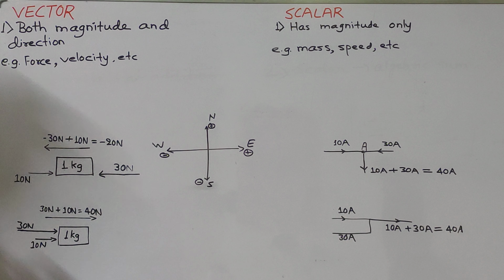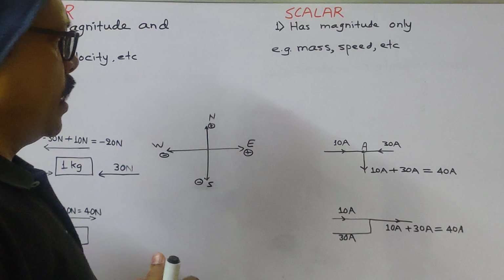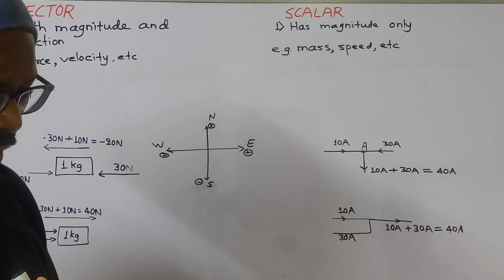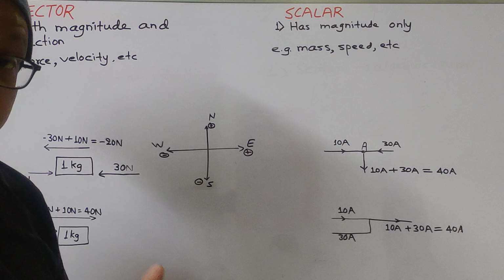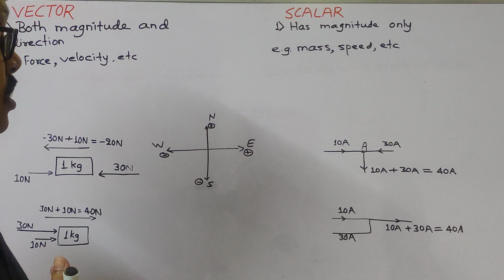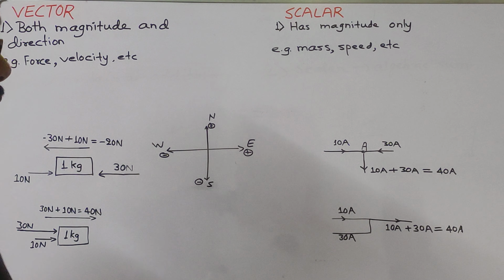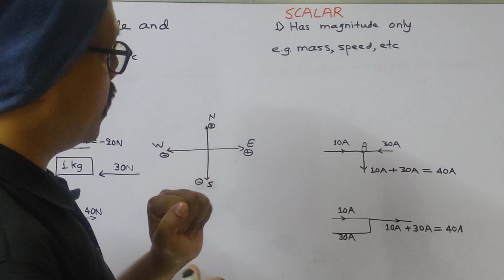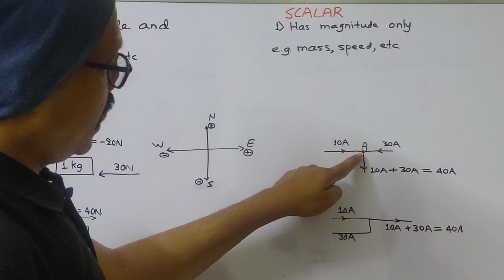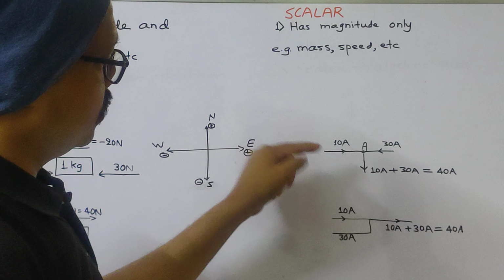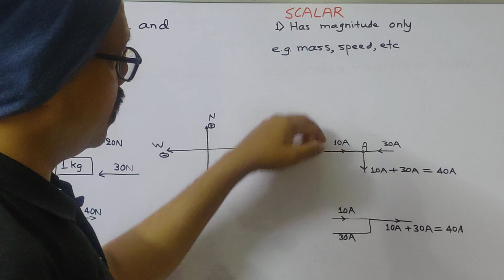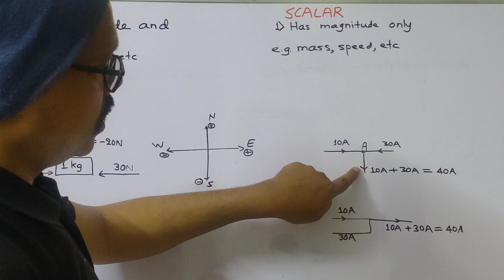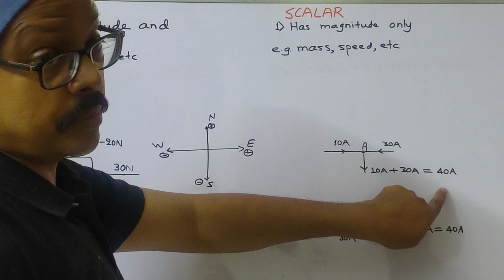So direction makes sense. What happens in case of a scalar quantity? Let us talk about electric current. Electric current has both magnitude and direction, but still it is a scalar quantity. Why is it so? For example, consider this diagram. At this junction A, two currents are meeting. They are flowing in the opposite direction, 10 ampere and 30 ampere. So what is the net current which is passing through this wire? It is 10 ampere plus 30 ampere, 40 ampere.